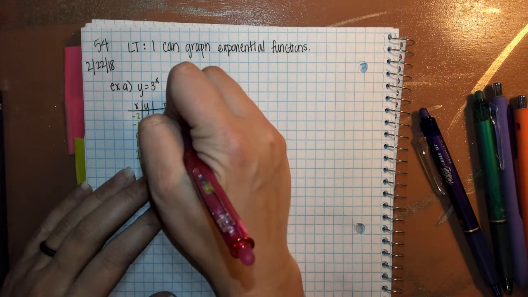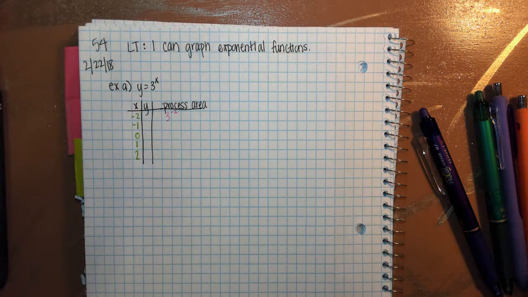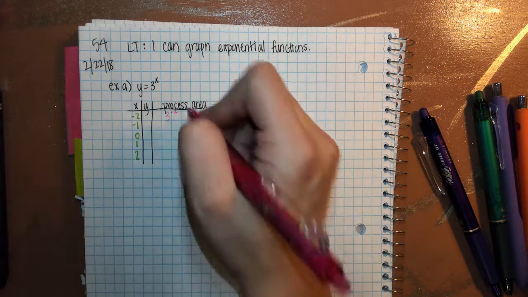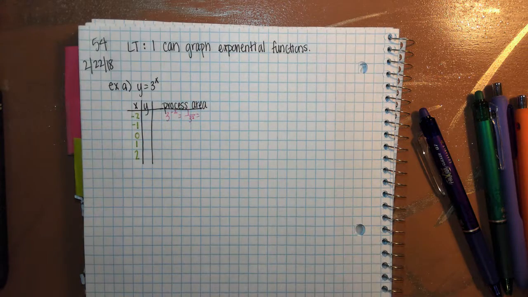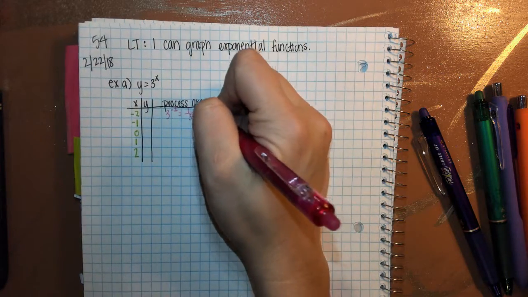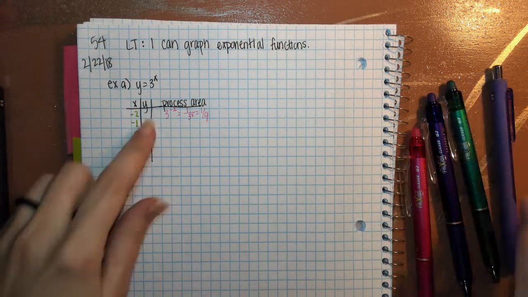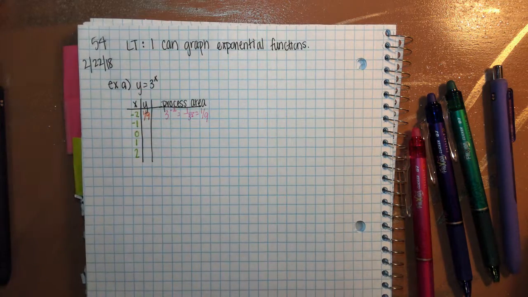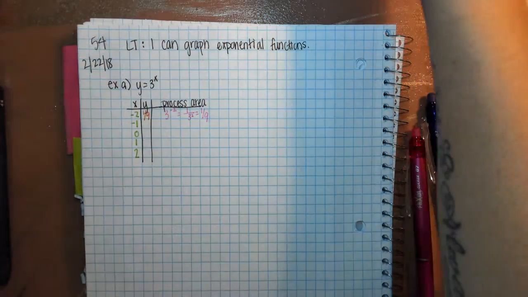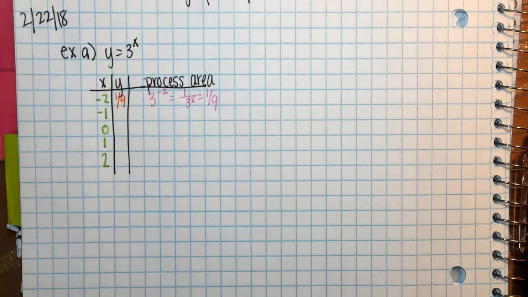So what we're going to write is 3 to the -2 power. Now, what do we know about a negative exponent? It flips it. So that's going to become 1 divided by 3 squared. And what's 3 squared? 9. So it's 1/9. So right here, I want you to write 1/9. Hopefully you can see that a little better.